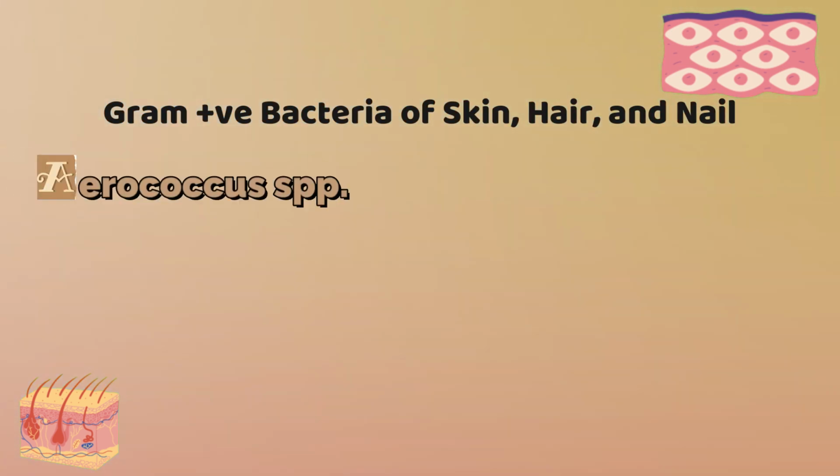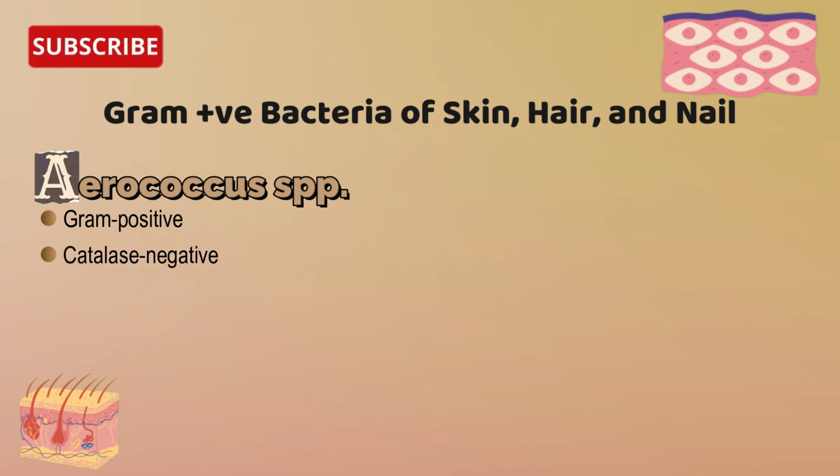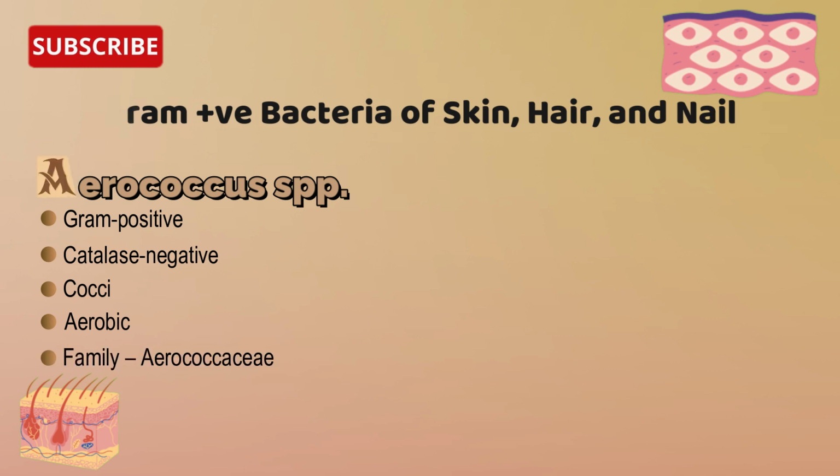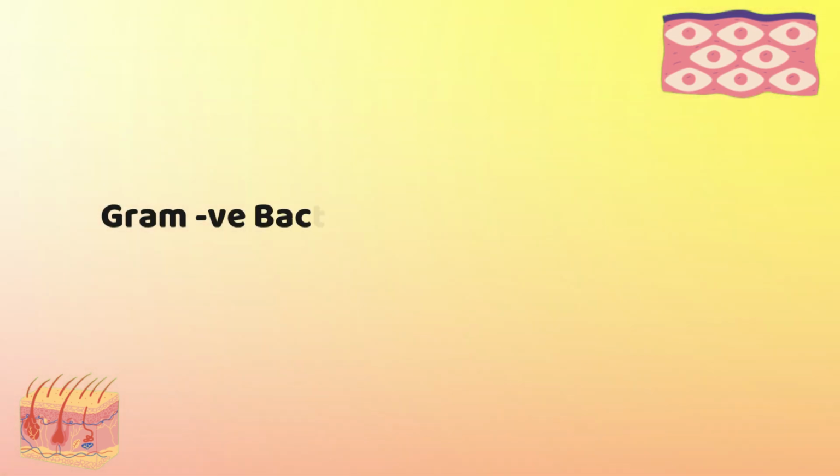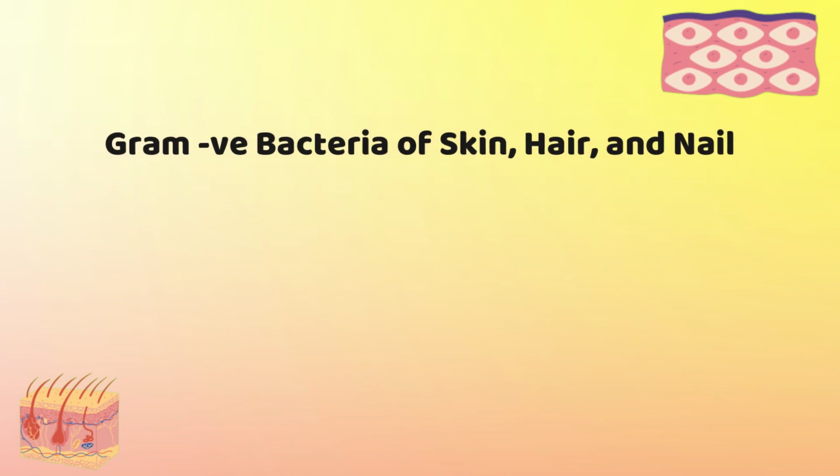Next is Aerococcus species. It is gram-positive, catalase negative, cocci, aerobic, and belongs to the family Aerococcaceae. The typical flora of the skin is Aerococcus viridans. Next comes the gram-negative bacteria.